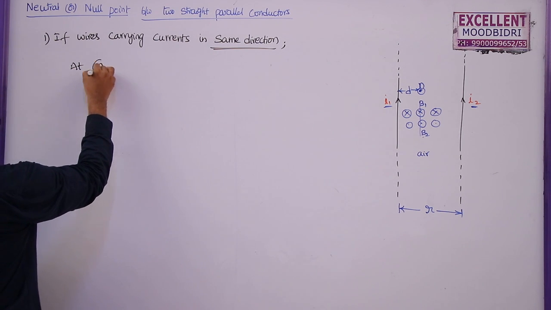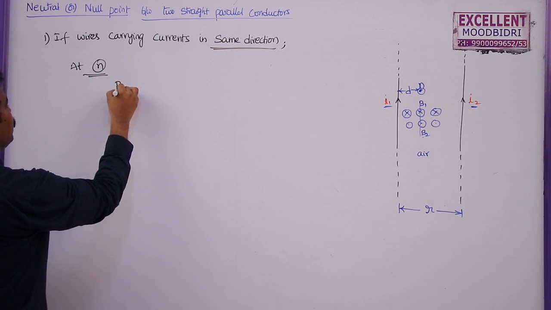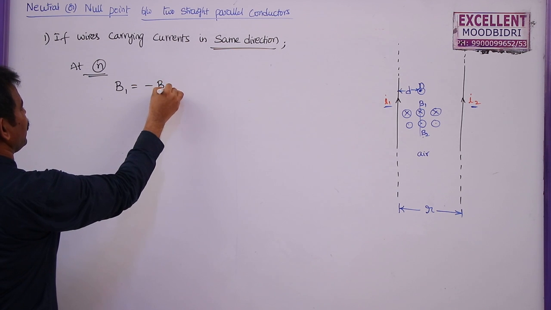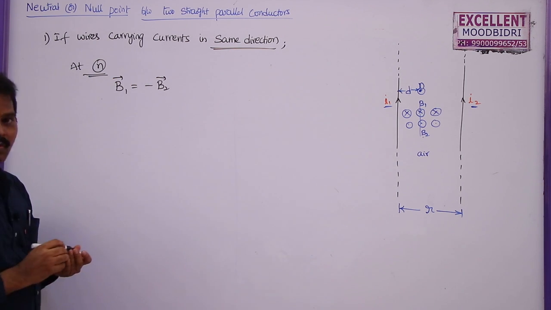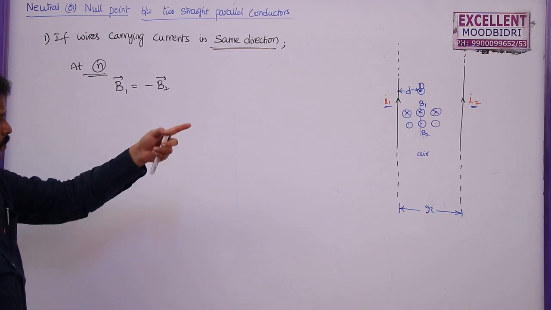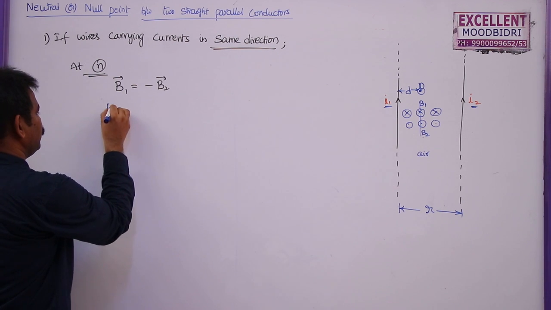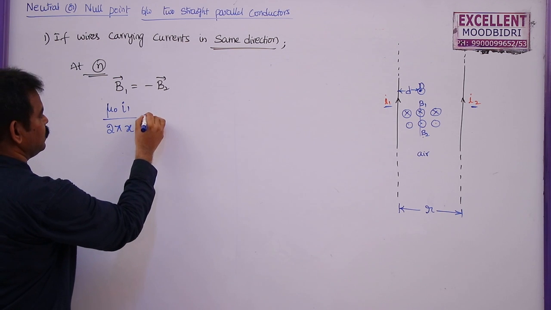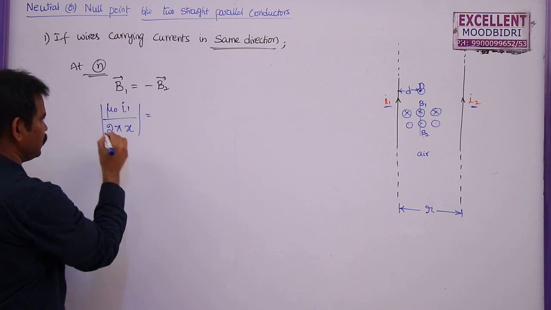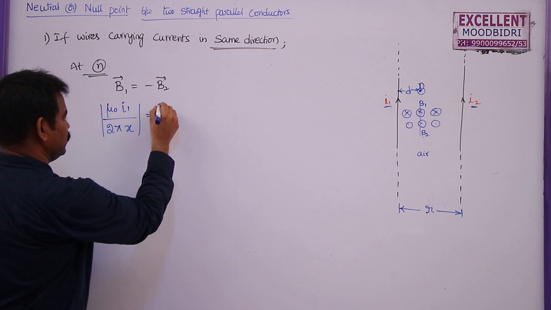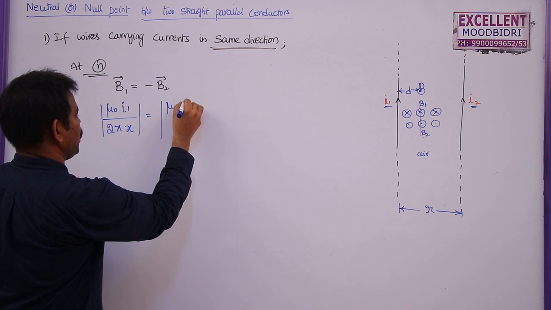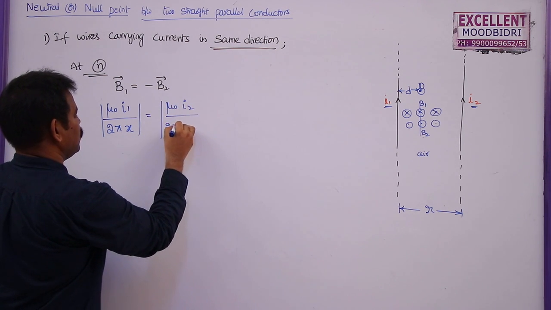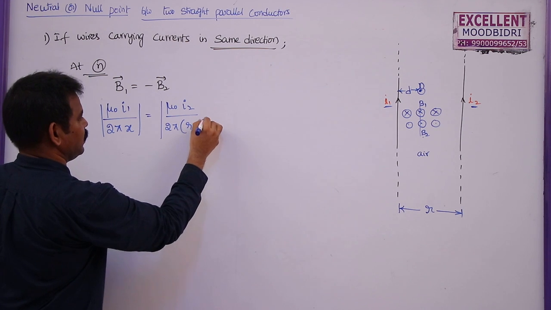So at null point N, B1 is equal to minus B2. What is B1 here? Magnetic field due to the first current carrying conductor is mu naught I1 by 2 pi x, which is equal to, I am taking only the magnitudes here, not considering direction, mu naught I2 by 2 pi into (r minus x).